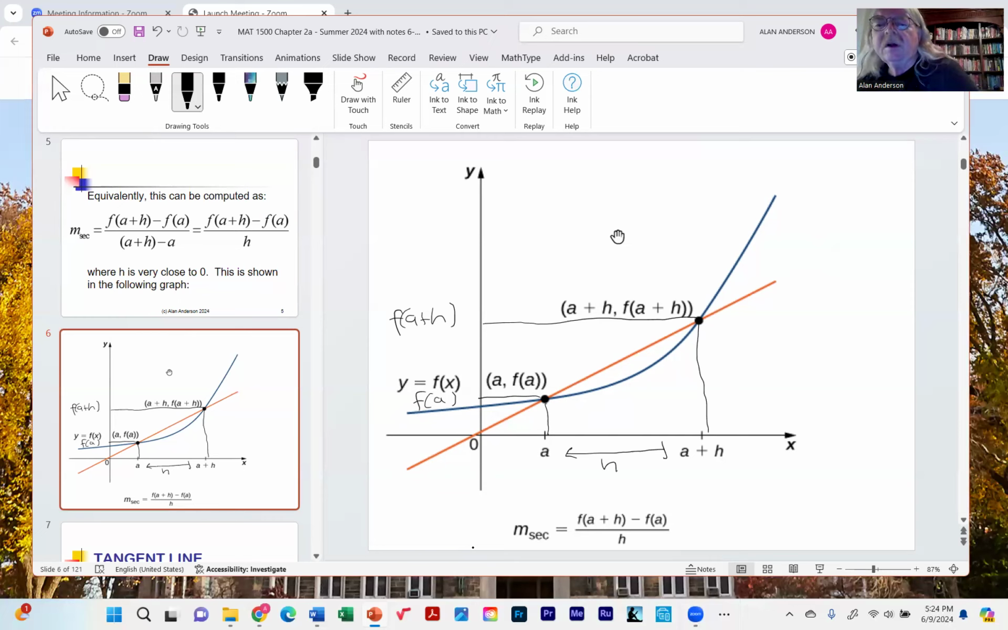Okay, so the reason why we're writing it like this is so that we can find the limit of this expression as h goes to 0, which means that these 2 points are getting very, very close to each other.